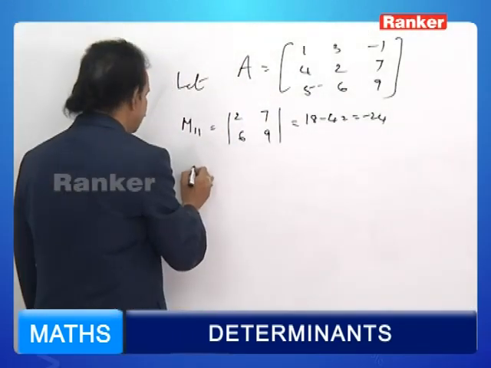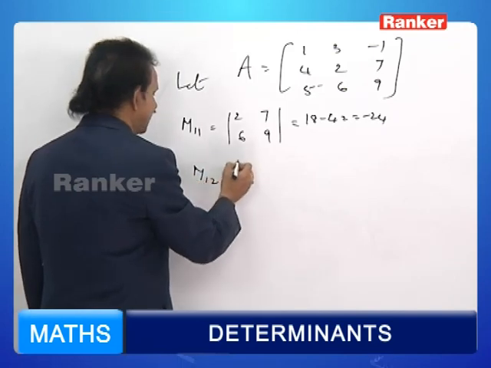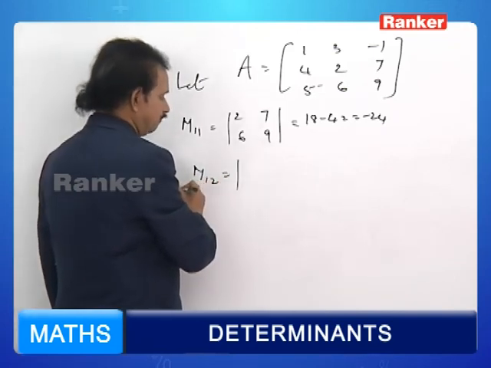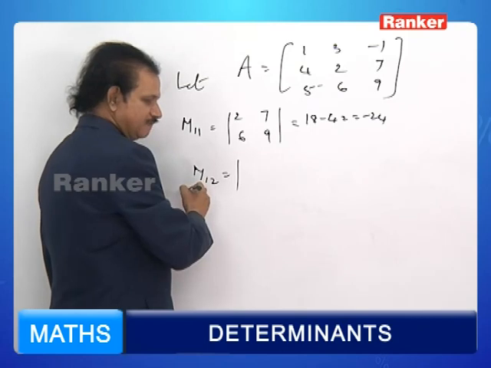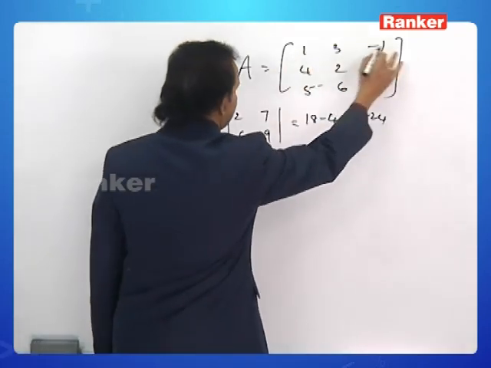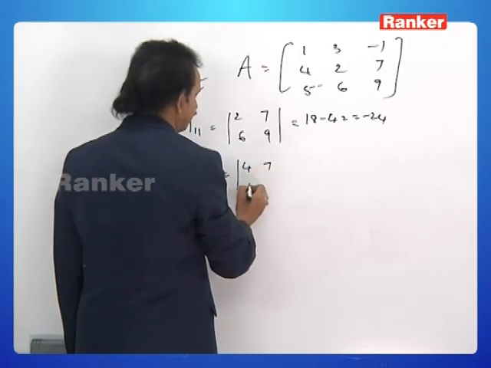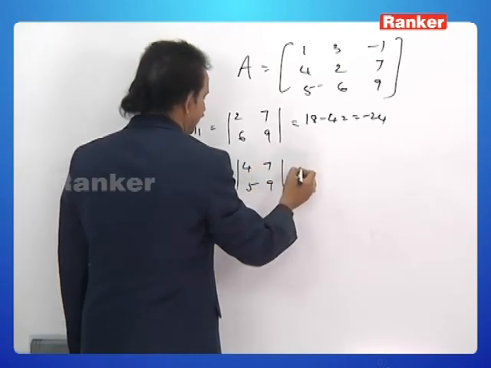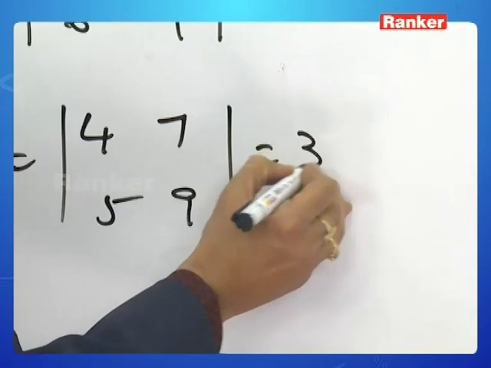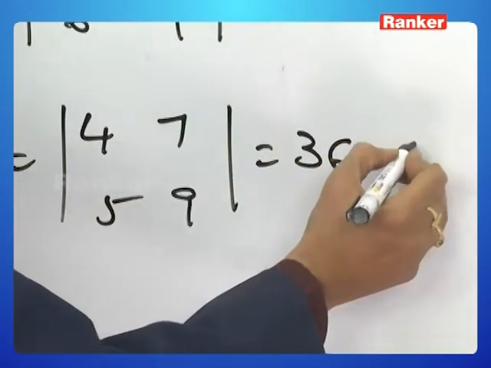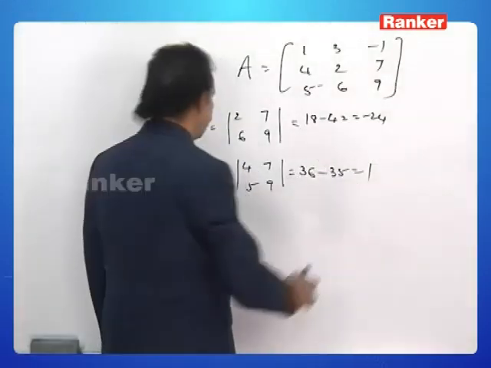And I would like to have M12. What is that? Minor of the element present in first row, second column. Delete first row, delete second column. What remains here? 4, 7, 5, 9. Isn't it? It is 36 minus 35. So it is 1.